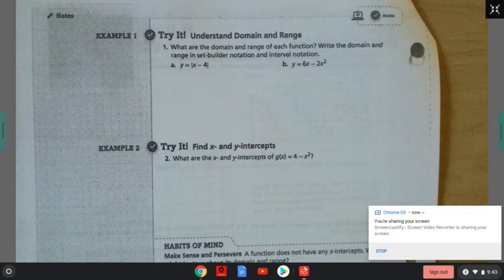Today we're going to talk about domain and range and how to find the x and y intercepts. The very first thing we need to do is get some vocabulary out of the way. See if you guys remember what these things actually mean and how we find them.